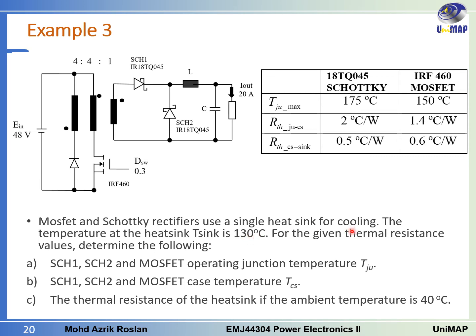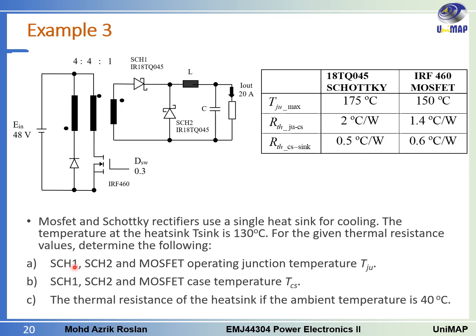Okay, and then we have to find, for the given thermal resistance values, the following: the Schottky 1, Schottky 2 and MOSFET operating junction temperature. We already know that when we have a common single heat sink, all of them will have the same heat sink temperature, which is 130 degrees C.